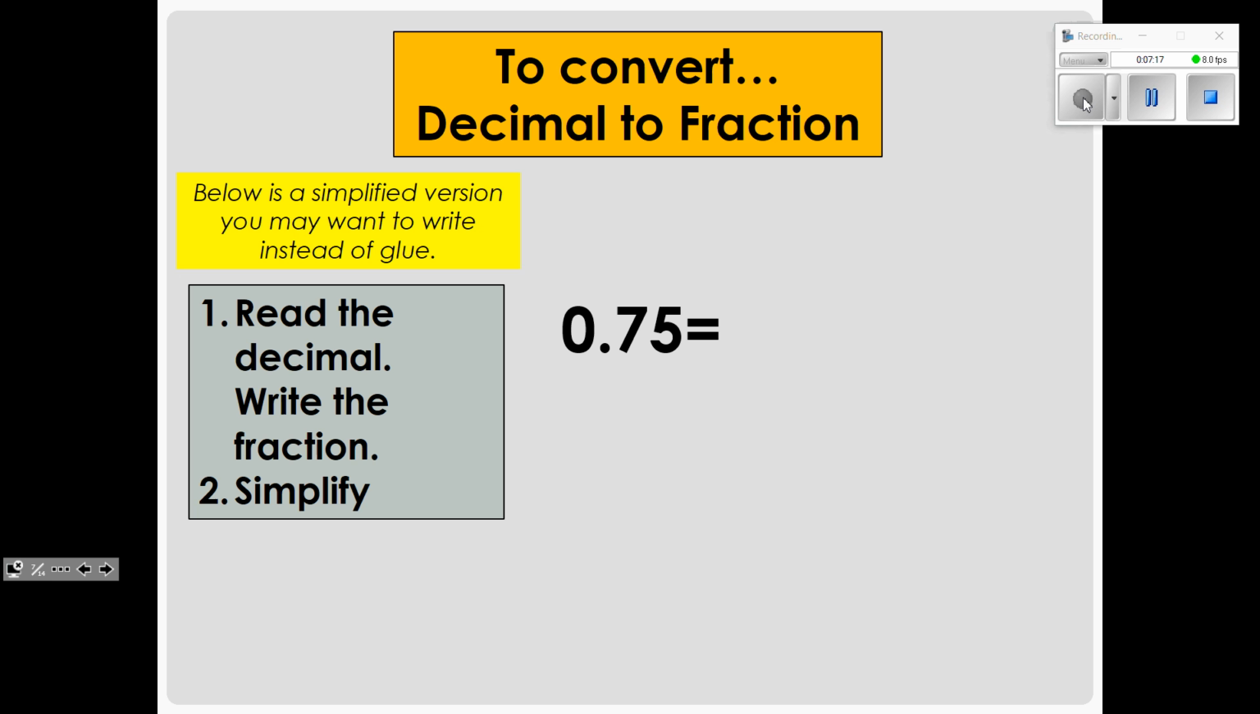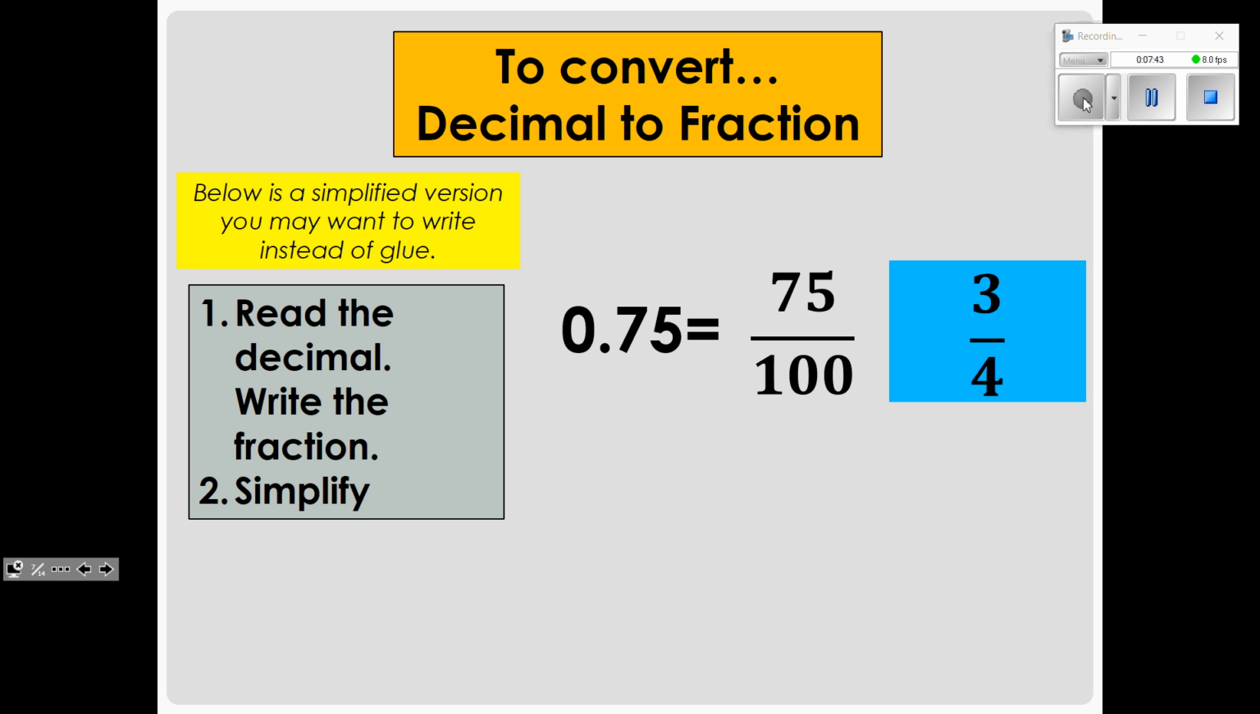So we say the number 75. Then we say the place value where the last digit is, which is in the hundredths place. So that says 75 hundredths, which is easy to write as a fraction, 75 100ths. And then both of those numbers are divisible by 25, and that would give us 3/4. So if you read decimals correctly, they read just like a fraction, and you can write them and simplify them.